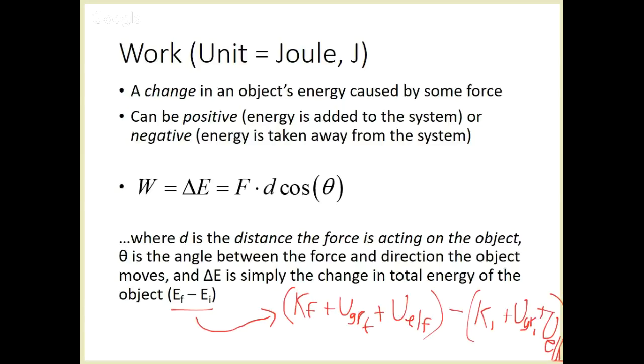Just be aware of that. From here, you can distribute it however you want to. A lot of times, I like to move the kinetics to be next to each other, the gravitational potential energy to be next to each other, and the elastic energies to be next to each other. So it's K final minus K initial plus U final minus U initial plus the other U final minus the other U initial. That way.